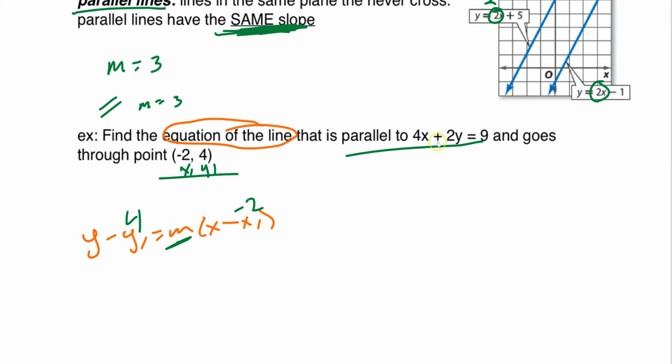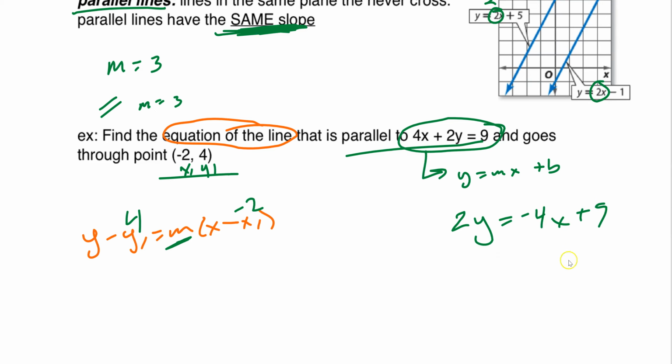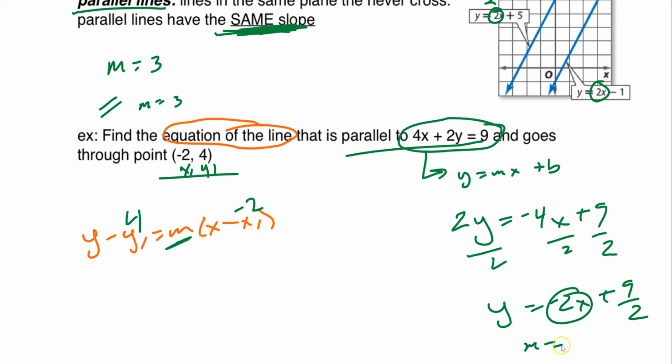Now remember, I don't know the slope yet. This is not in the right form. If I want to find the slope of this, you gotta put it in y equals mx plus b form. Easiest way to find a slope is doing that. So the slope is not 4. You gotta put it in the right form. So let's get y by itself. I move that 4 over, divide by 2, and y equals negative 2x plus 9/2. So my slope here is negative 2.